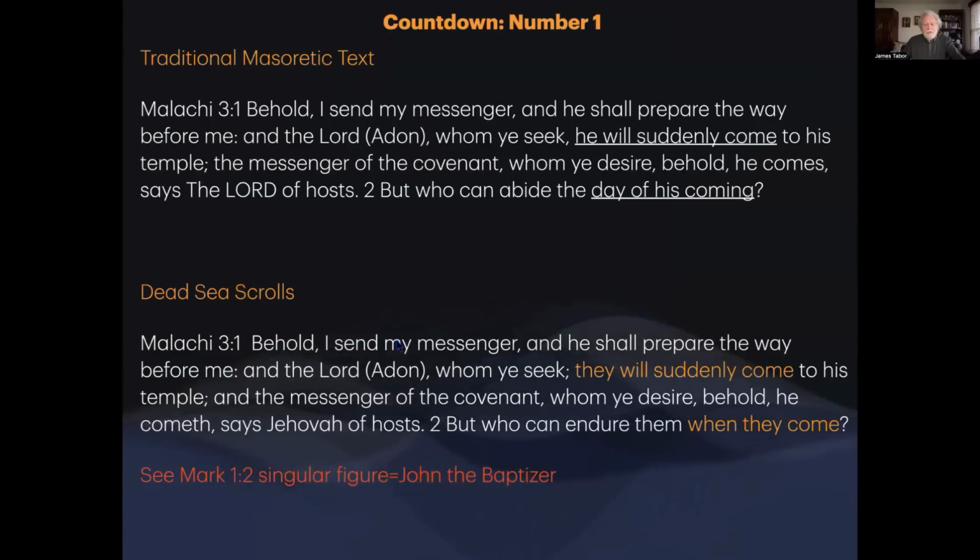Let's read it. Behold, I send my messenger, and he will prepare the way before me. And the Lord, whom you seek, they will suddenly come to God's temple, his temple, and the messenger of the covenant, whom you desire. Behold, he comes, says the Lord, or Jehovah of hosts. But notice, but who can endure them when they come? Number one, most important difference in the Dead Sea Scrolls, Malachi in the Dead Sea Scrolls prophesies two messiahs coming, not just one. I call them messiahs, anointed ones, chosen ones.